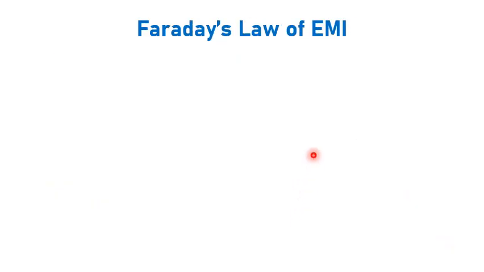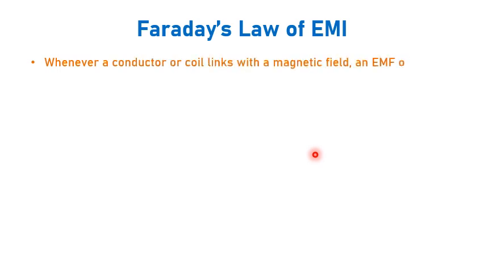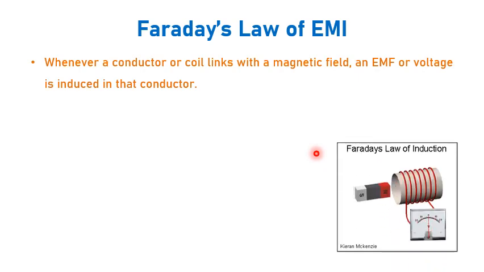Now let us discuss Faraday's law of electromagnetic induction. Whenever a conductor or a coil links with a magnetic field, an EMF or voltage is induced in that conductor. Consider this is a conductor or a coil having some 6 or 7 turns wound over a core, and it has two terminals which are connected across a voltmeter or galvanometer for measuring the voltage.